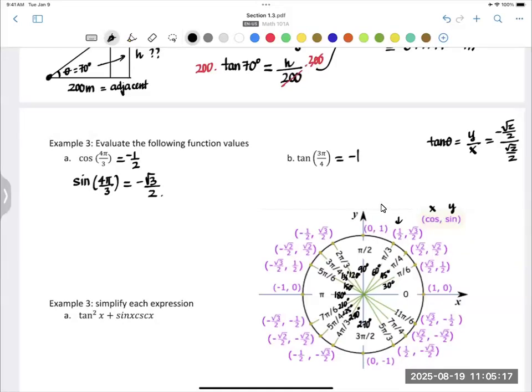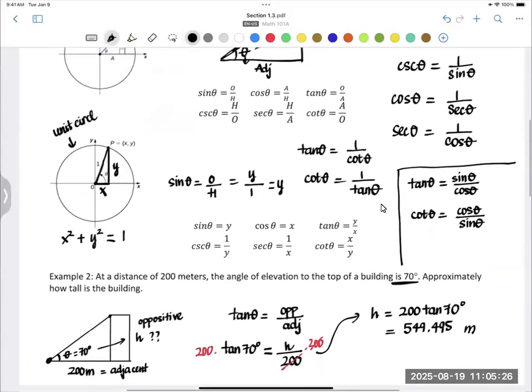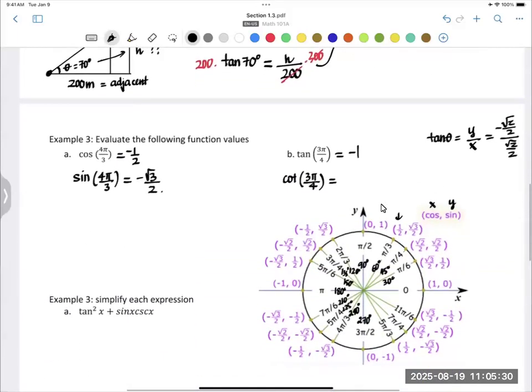How about cotangent of 3 pi over 4? What we know about cotangent is that it is the reciprocal of tangent. So all we have to do is 1 over negative 1, which is negative 1. Okay, we're going to do one more. Let's say, what is the tangent of 5 pi over 6?